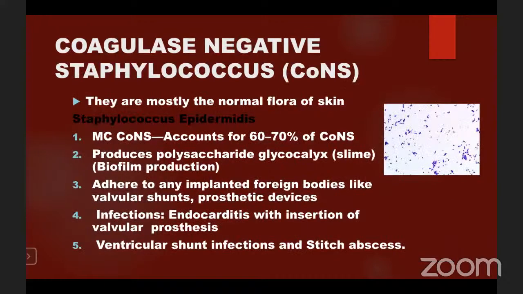Next one is the coagulase negative Staphylococcus. They are mostly the normal flora of the skin. Staphylococcus epidermidis is the most common coagulase negative Staphylococcus, accounting for 60 to 70% of coagulase negative Staphylococcus. It will produce polysaccharide, glycocalyx, slime, and biofilm. It will adhere to foreign bodies like valvular shunts and prosthetic devices. Infections such as endocarditis with insertion of valvular prosthesis, ventricular shunt infection, and stitch abscess will be there.